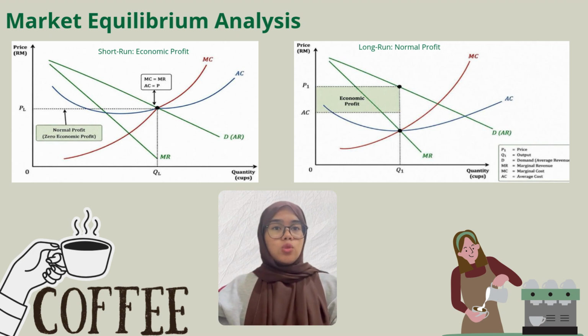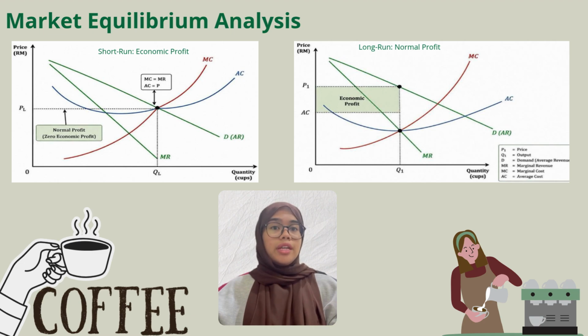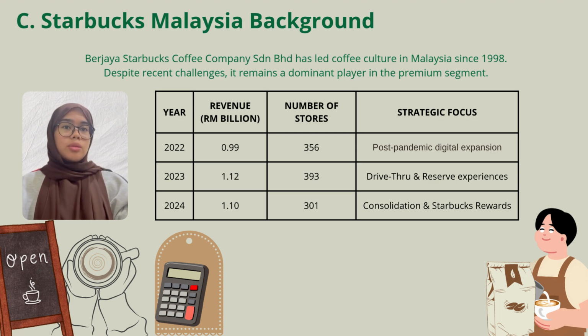Please look at the two graphs on this slide. In the short run, shown on the left, Starbucks can enjoy economic or supernormal profit because their brand is strong. However, in the long run, shown on the right, new competitors will enter the market. This entry shifts the demand curve to the left, and Starbucks will only earn a normal profit where price equals average cost. Okay, so now let's look at Starbucks Malaysia's background.